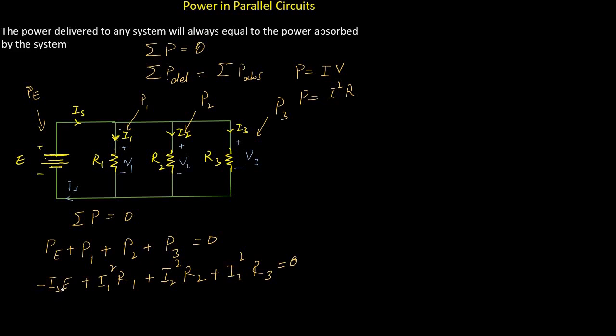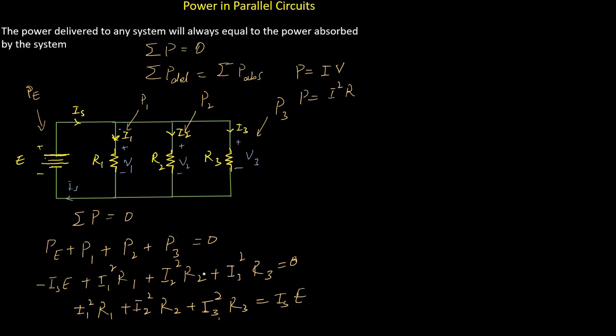Now move this term to the other side of the equation, so we get I1 squared into R1 plus I2 squared into R2 plus I3 squared into R3 equals Is into E. From this equation it is proved that the power absorbed by any system is equal to the power delivered to this system. This side of the equation represents the power absorbed by the system, and this side represents the power delivered to the system.